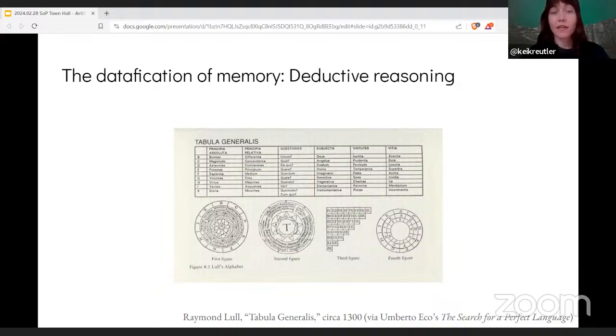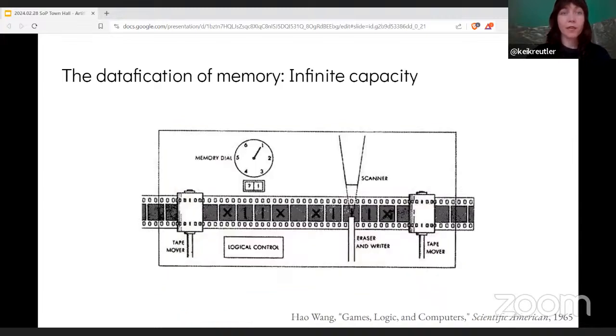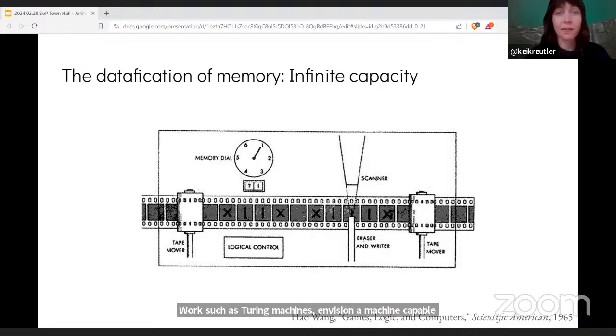And all of these set the stage for an invention that would permanently reshape our perception of memory, which is the computer. And artificial memory as an idea and as an implementation essentially turned calculation machines into modern computers. For example, work such as Turing machines envisioned a machine capable of storing and reading states and executing actions based on its present state and input. And central to this conceptualization, he introduced the idea of a memory of infinite capacity, represented by a recording tape where symbols could be read, written, and erased.